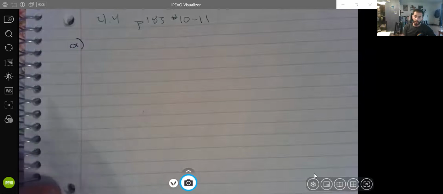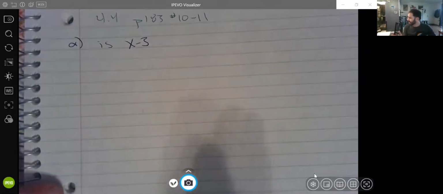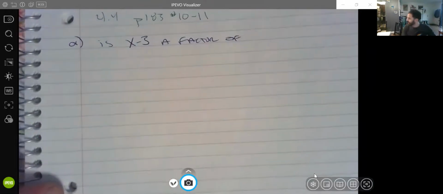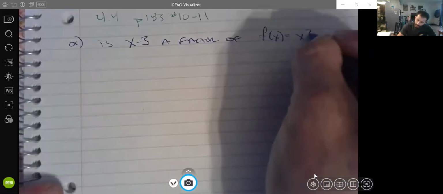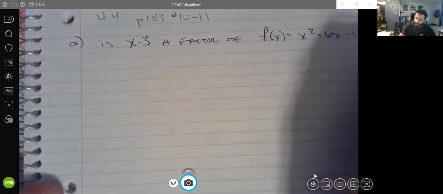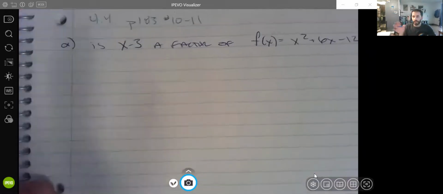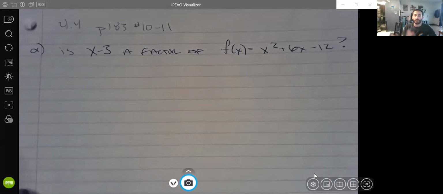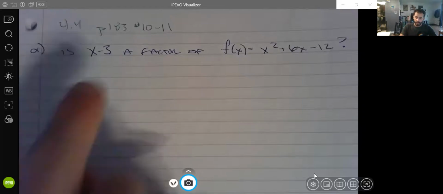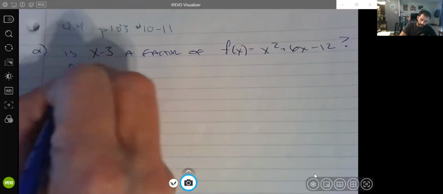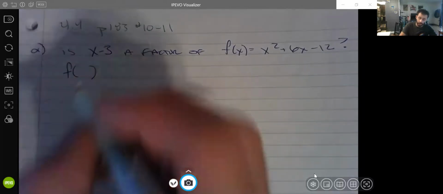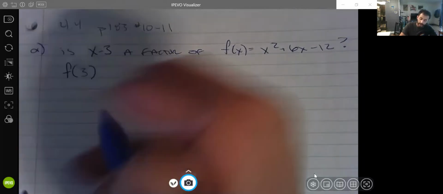All right, determine whether x minus 3 is a factor of f of x equals x squared plus 6x minus 12. Okay. So the book's going to say determine whether, I'm just going to write it. Now, two methods. One, change the sign, so 3, and plug in 3. So change the sign, write that down, change the sign, and plug it in.